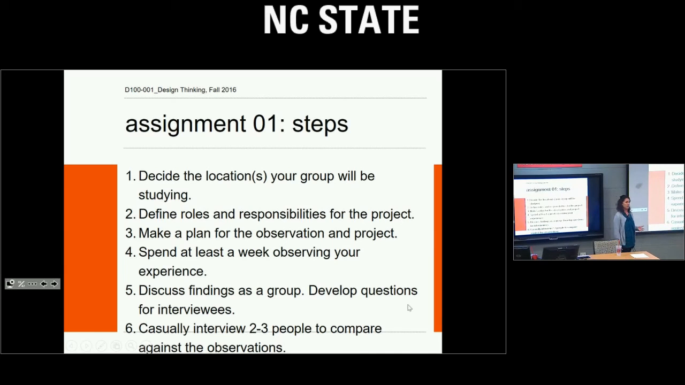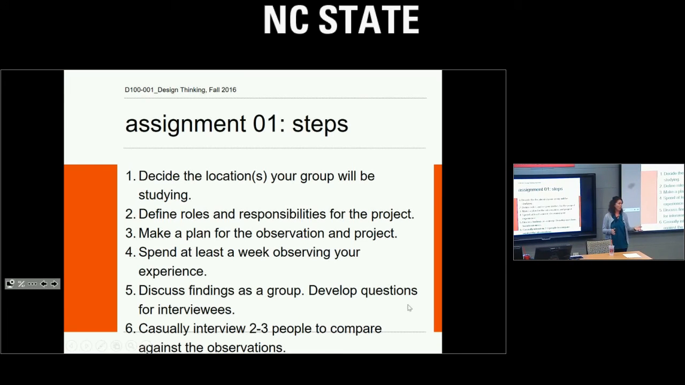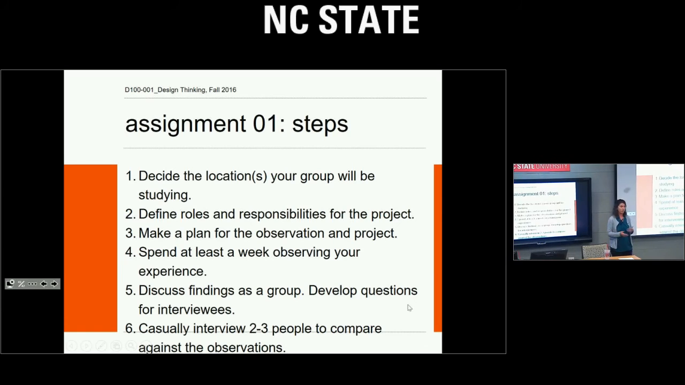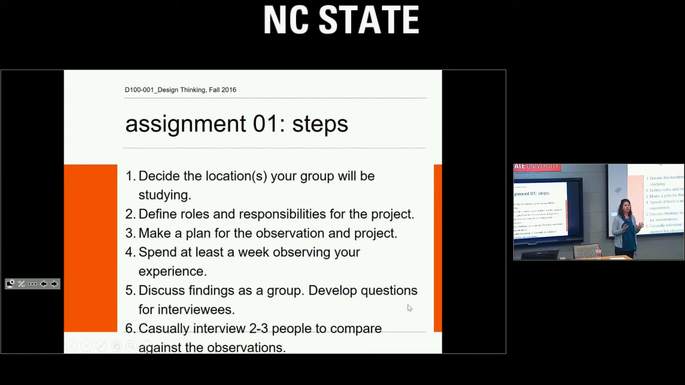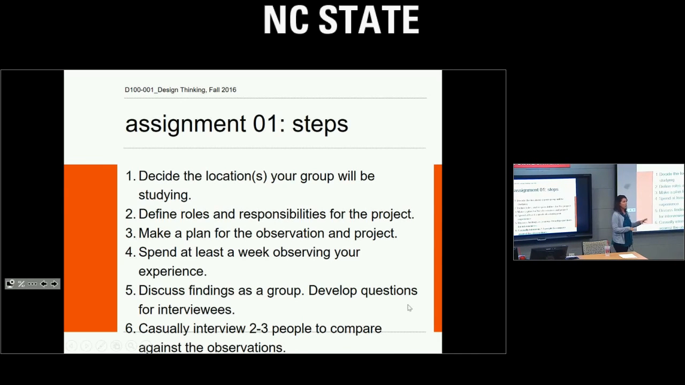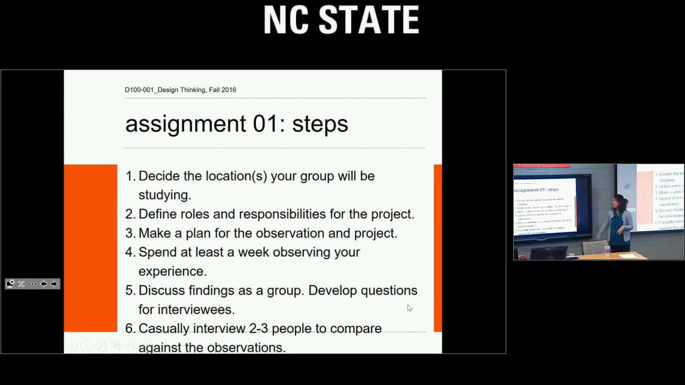You're going to spend at least a week observing your experience. So what that means is that you might say, OK, we're going to go out 2 or 3 times for an hour or 2 over the course of the week. And we're going to go to this specific location, and we're going to do it for an hour or whatever. Or you might say, and this again is really dependent on what it is that you're looking at, well, let's just spend the entire week kind of anecdotally recording things. So we're going to be a fly on the wall, but we're just going to look at it sort of generally over the course of the week. So again, it's going to depend on what your experience is, what you've decided that you want to observe, that kind of stuff. Discuss your findings as a group, and then develop your questions.